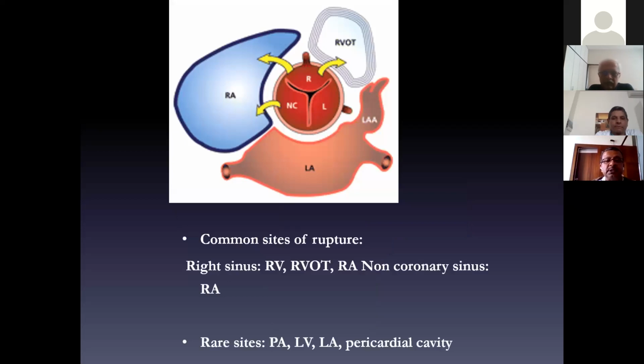So this is a very nice slide. Please observe this slide carefully. NC means non-coronary, R means right sinus, and the left is left coronary sinus. You could easily make out that the non-coronary sinus will never rupture into the RV. It almost always ruptures into the right atrium. Even in our series it is the same thing. But the right coronary sinus could rupture into the right atrium, when most of the time it ruptures into the right atrium, it is near the tricuspid valve. And it can rupture into the RV and the RVOT.